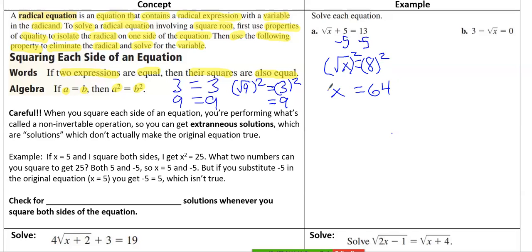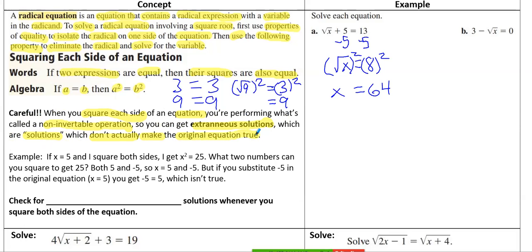But we may not be. And that's why we have to get to this careful business, because we did something kind of weird. We squared each side of an equation. And when we do that, something can happen. When you square each side of an equation, you're performing what's called a non-invertible operation. So you can get extraneous solutions. That's the essential question. Which are solutions, in quotes, which don't actually make the original equation true.